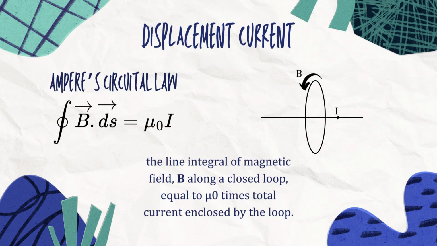Ampere's second law states that the line integral of magnetic field B along a closed loop is equal to mu naught times the total current enclosed by the loop. When a wire has current going through it, we can use Ampere's second law to find the magnetic field using the equation and by imagining a closed loop around the wire.